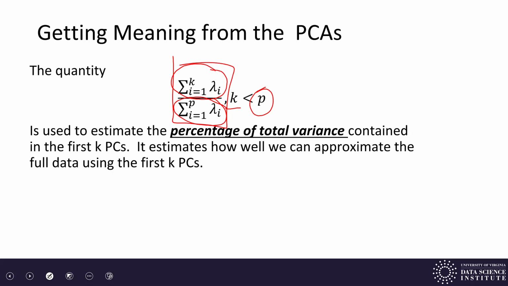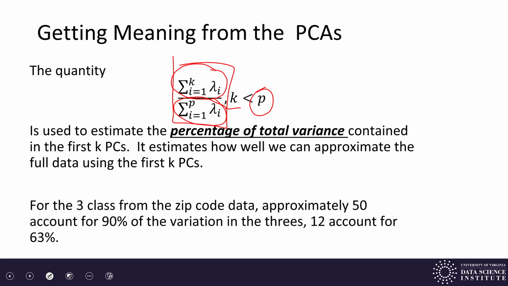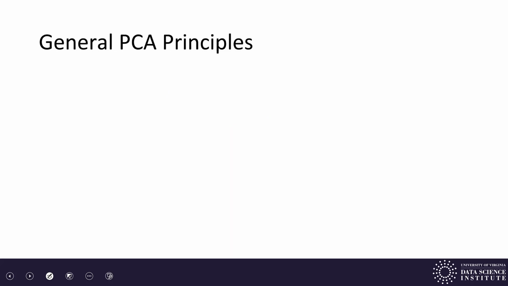And so it can be used to estimate how many principal components that we want to use. Sometimes people will say, I'm going to use enough principal components to keep 90% of the information, for example. In those 3's, we would need 50 principal components to account for 90% of the variation. And if we just use 12 principal components, that would account for 63% of the information. So that gives us some sense of how much information we're keeping as we project down.